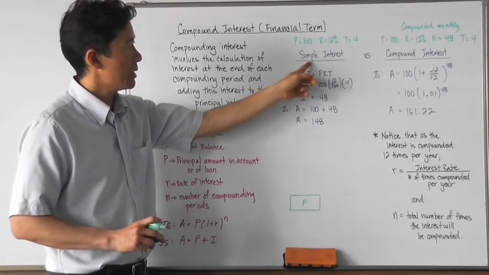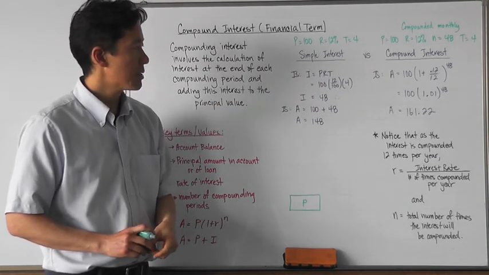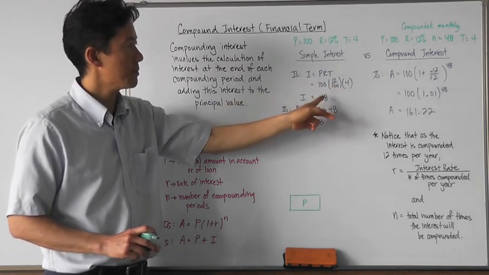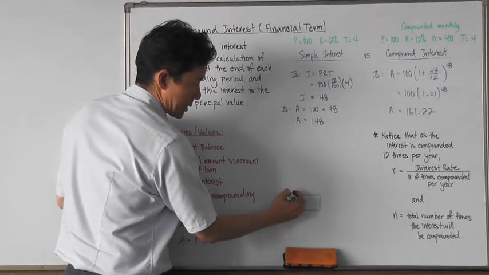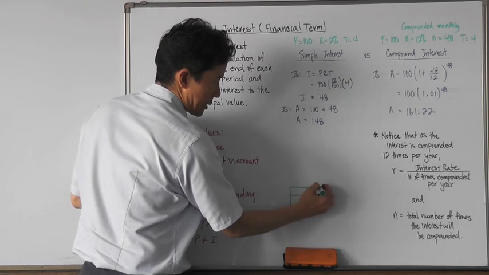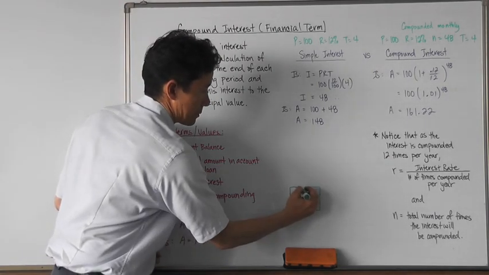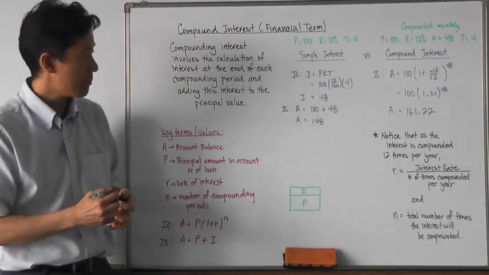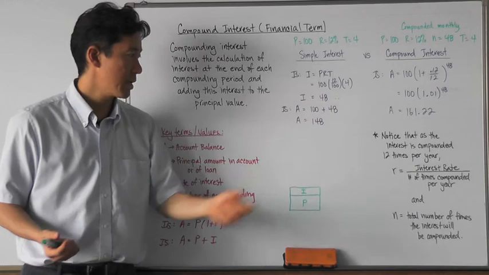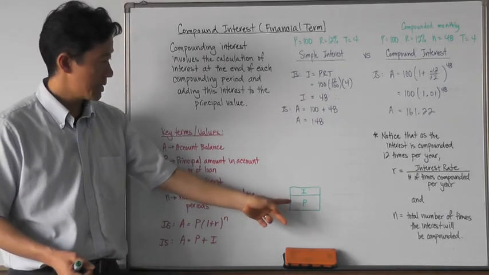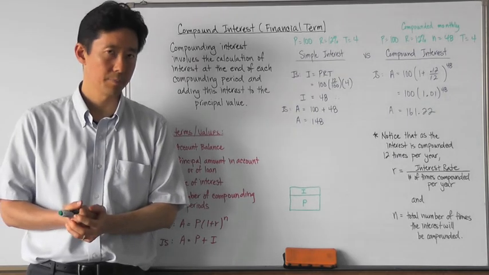In order to calculate the simple interest, we said that the interest is going to be PRT. If we substitute the values, we come up with an interest value of 48. So this is how much your interest is. What that means is that you now have 100 plus $48 in your account, and this is basically what it looks like. That's how much money you actually have in your account.